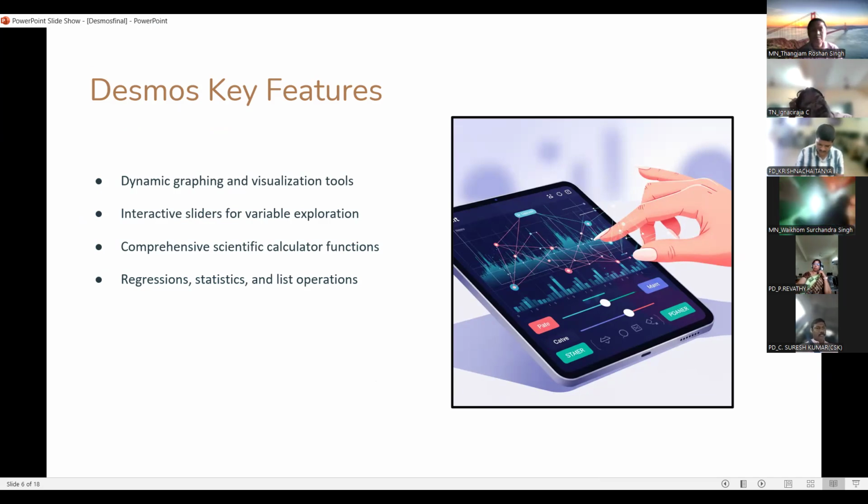Some more examples are y equals ax squared. What is the impact of a in the equation? You can see this. And here is an interactive slider for a variable. So this is for the slider.